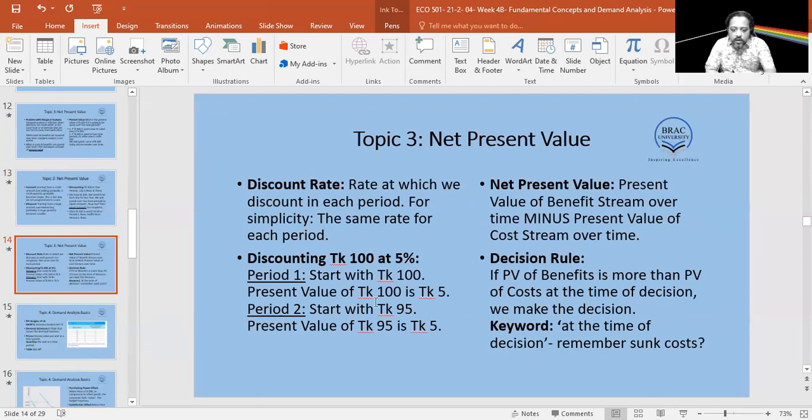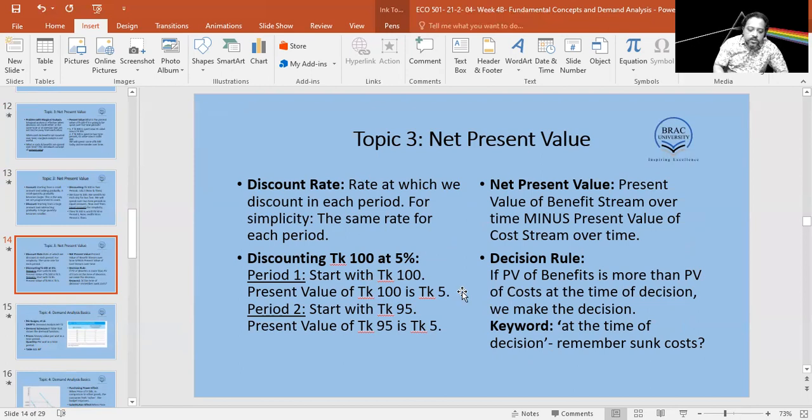So if we discount 100 at 5%, it means in period 1 we start with 100, and the present value of 100 taka is lowered by 5. At the beginning of period 2 it becomes 95. At the beginning of period 3 it becomes 90.